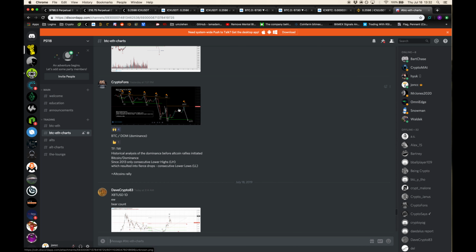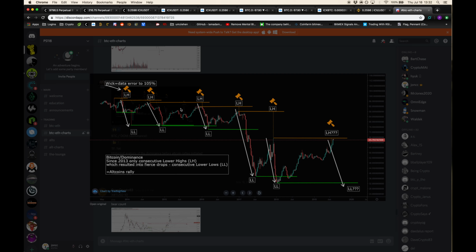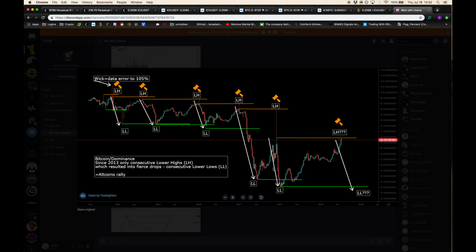So this was a chart shared by a member from my Discord, where we take a look at the LH, which stands for lower high, and the LL, which stands for lower low. And these are all periods where we saw an alt market move. This was the biggest alt market here. There's another big alt market here. It looks like we finally get a potential lower high. And are we going to get a lower low?